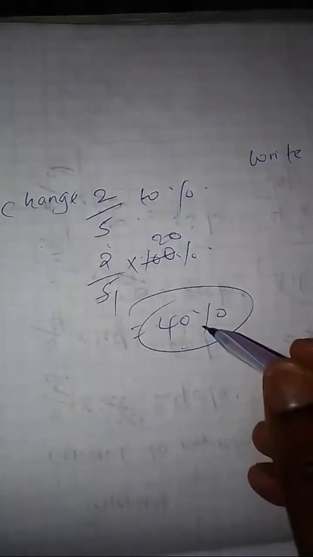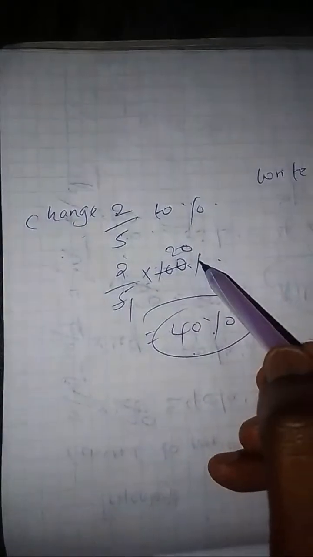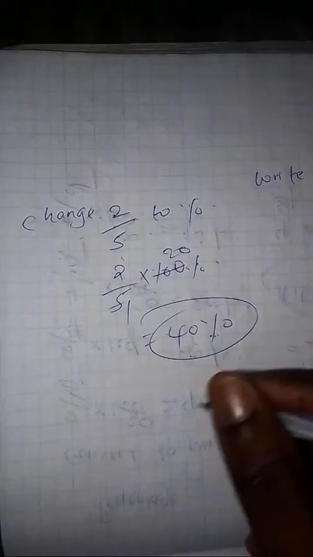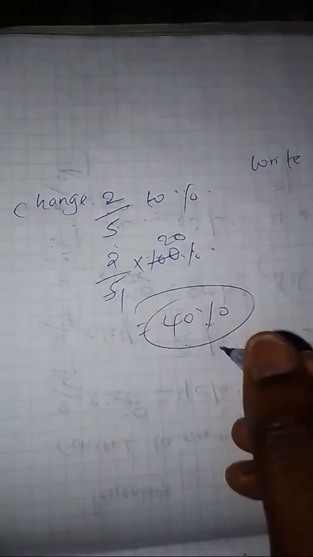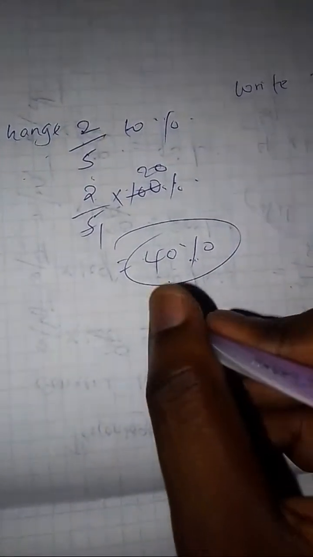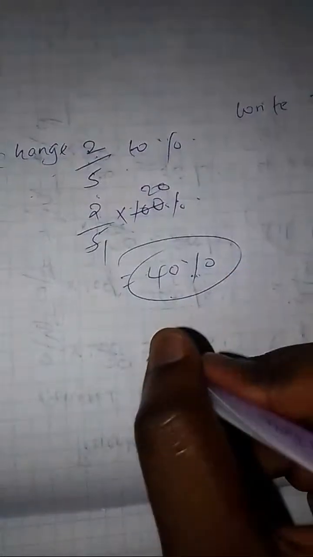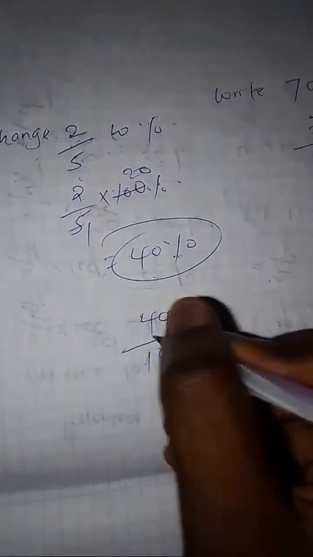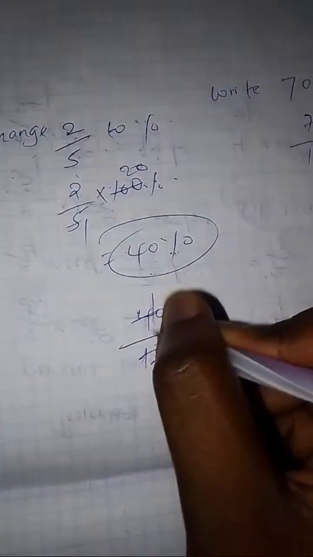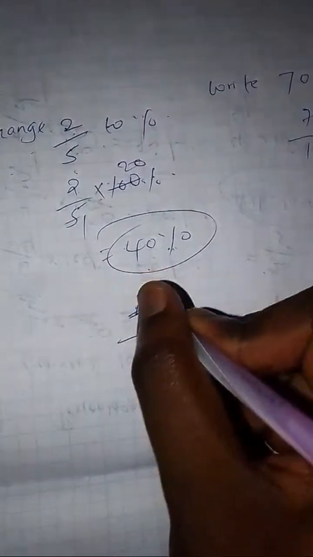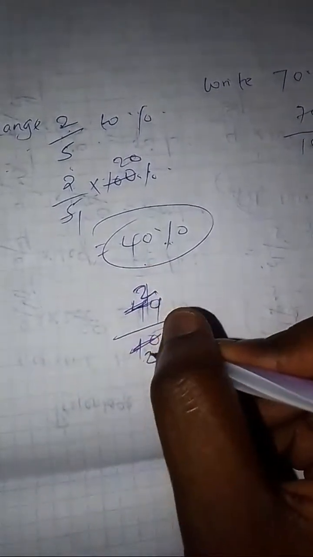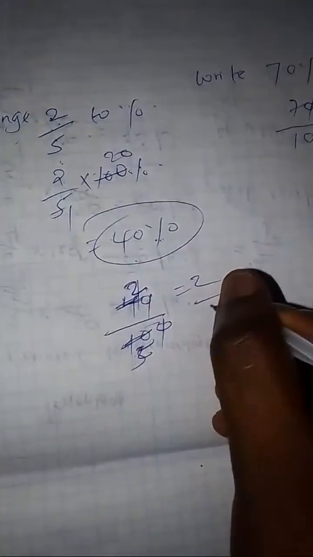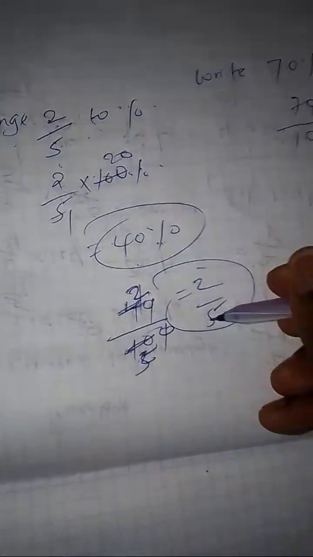So when converting a fraction to percentage, you have to multiply by 100. When changing percentage to fraction, you divide by 100. Like this 40%, you can as well change it into 2 over 5. You just pick 40 out of 100. So 0 cancels 0, 4 into 40 is 10, and 2 into 10 is 5. So it is 2 out of 5.